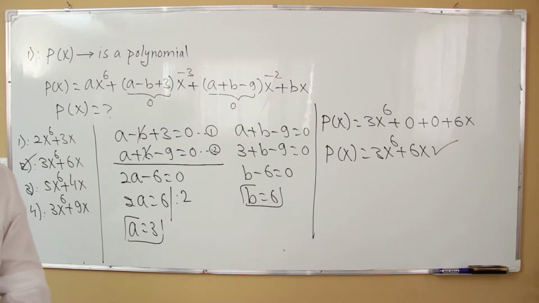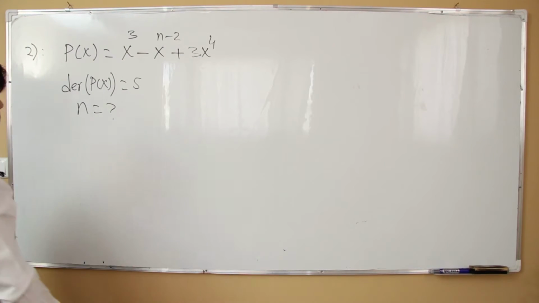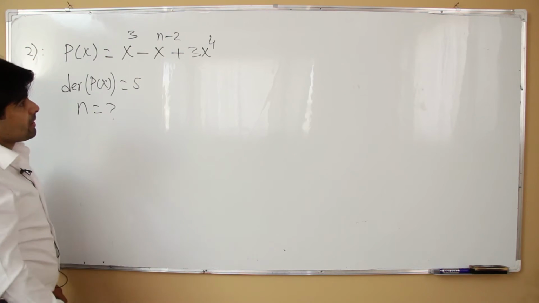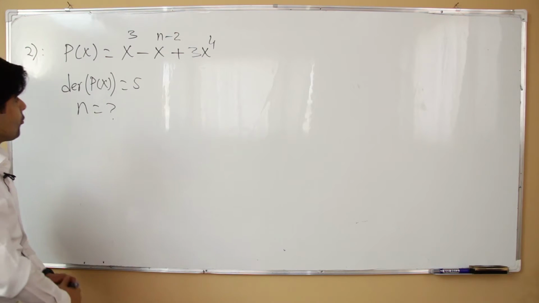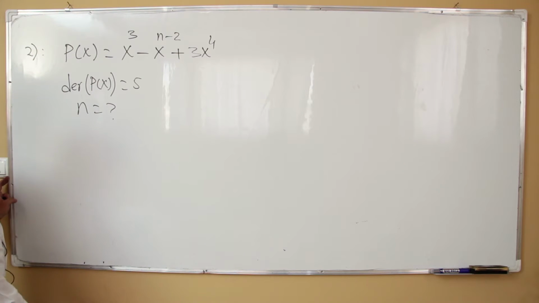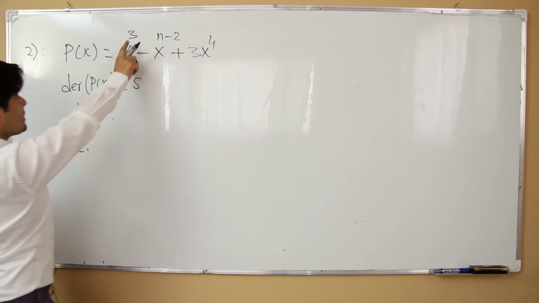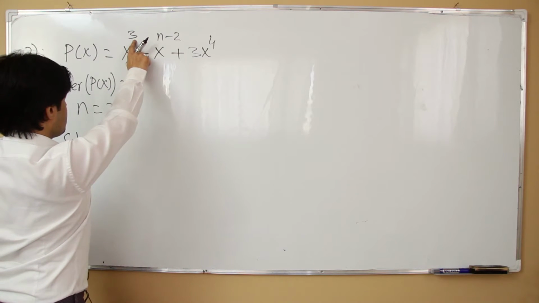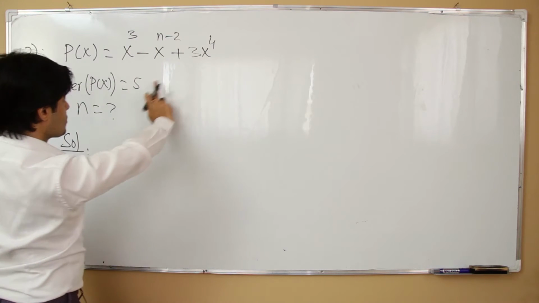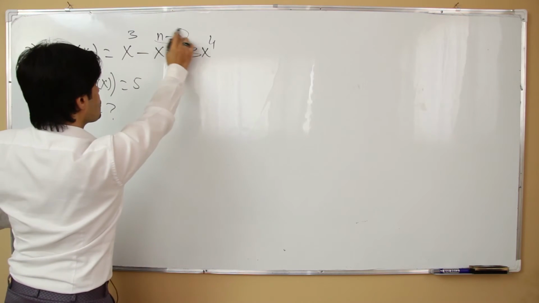Write it please. Question number 2. P(x) is given as x to the power 3 minus x to the power n minus 2 plus 3x to the power 4. The degree of this polynomial is 5. Now what is n? How can you solve? You know that this one is not 5, so it's not the degree. The highest degree must be n minus 2. Why? Because this one is also less than 5 and this one is also less than 5. So this should be the degree.